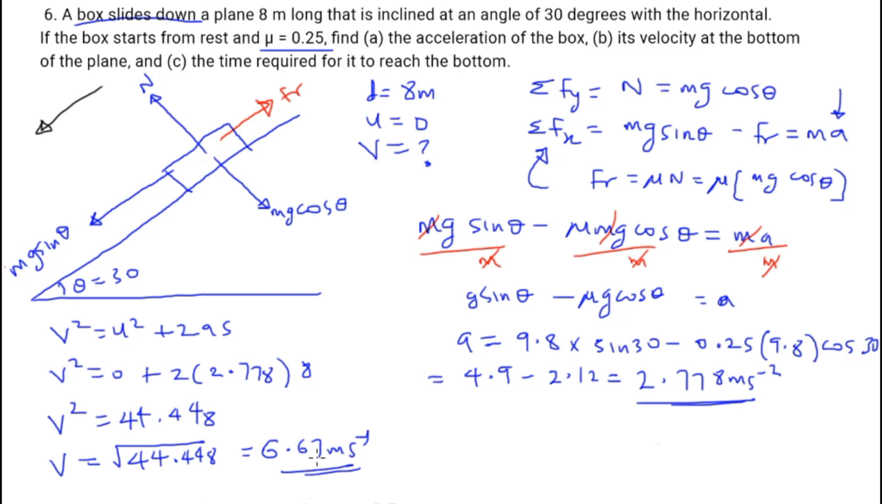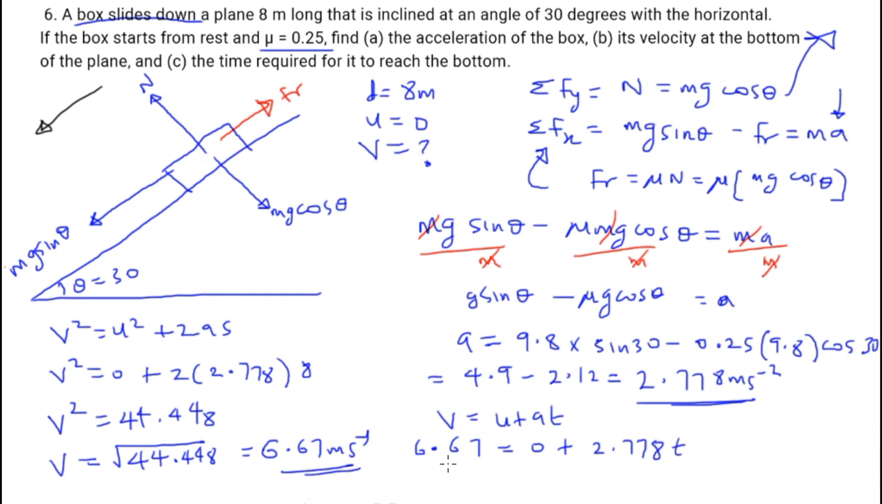Alright, let's find the time that is required for it to reach the bottom of the inclined plane. Notice that we may use this equation of motion formula. I derived these formulas in this video, you can check it up here. You can make use of v equals u plus at, since it has time. The final velocity v is 6.67, u is equal to 0, the initial velocity, the acceleration is 2.778, and then time.